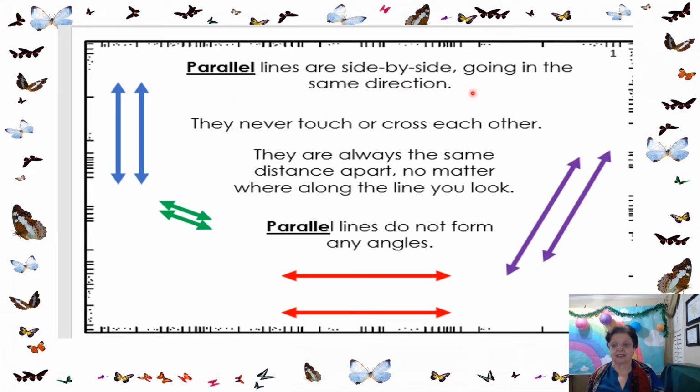Parallel lines are side by side, going in the same direction. Now watch this. This is called vertical, up and down. These parallel lines can go vertical. They can go diagonally, like the green ones. Diagonal means it's going like that. They can go diagonally the other way, like the purple ones, or they can be horizontal. They can go side by side, one on top and one on the bottom. Parallel lines do not form any angles because they never meet, so they can't form an angle.